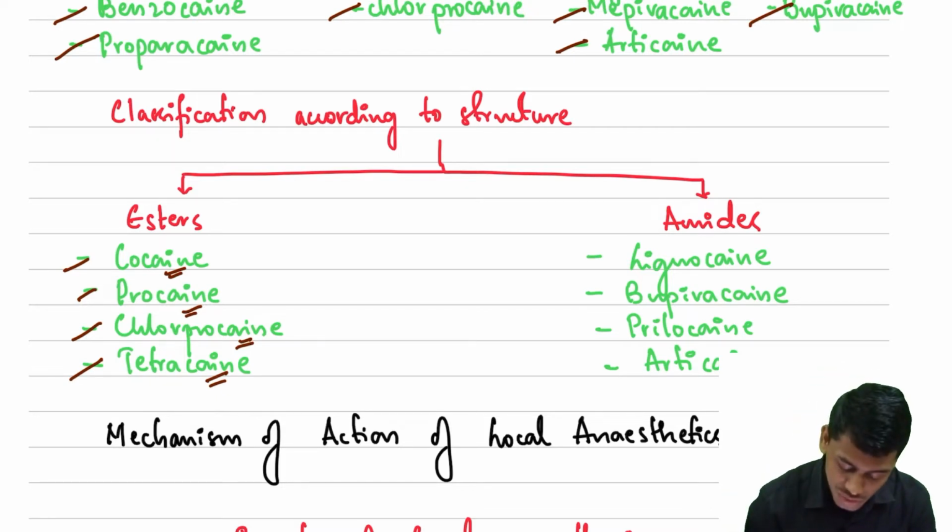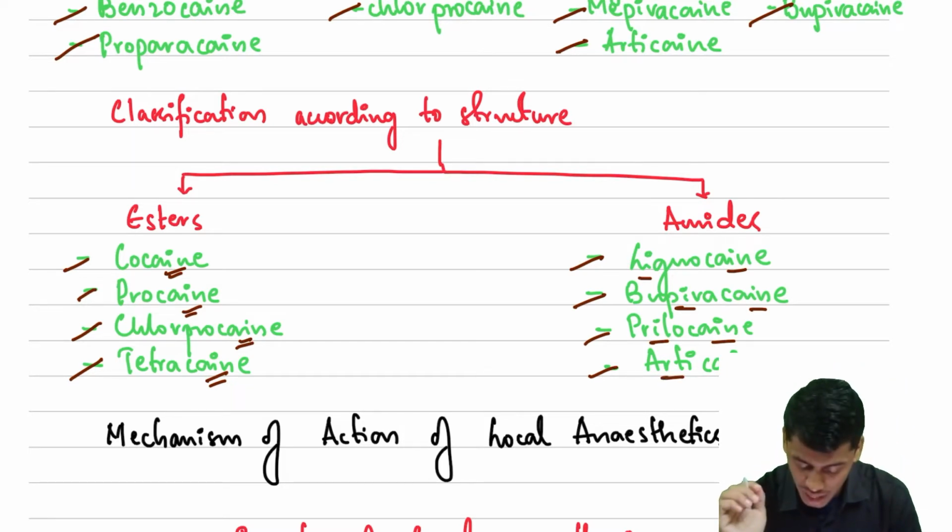Then we have the amides, which are lignocaine, bupivacaine, prilocaine, and articaine, and these contain two I's in them. So what are all the amides of local anesthetics we have? We have lignocaine, bupivacaine, prilocaine, and articaine.